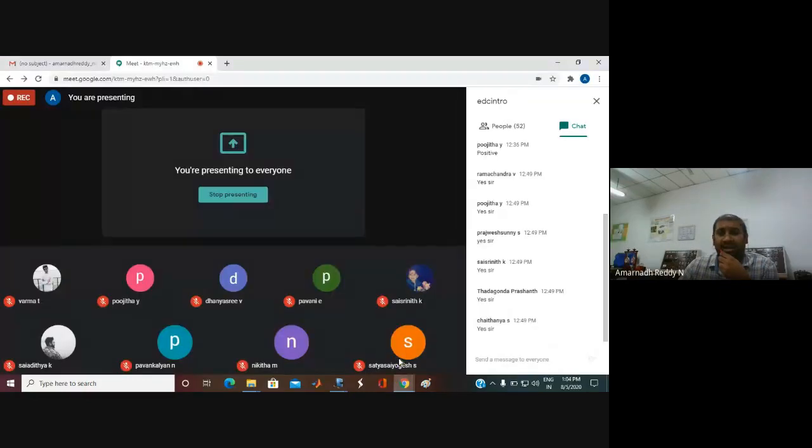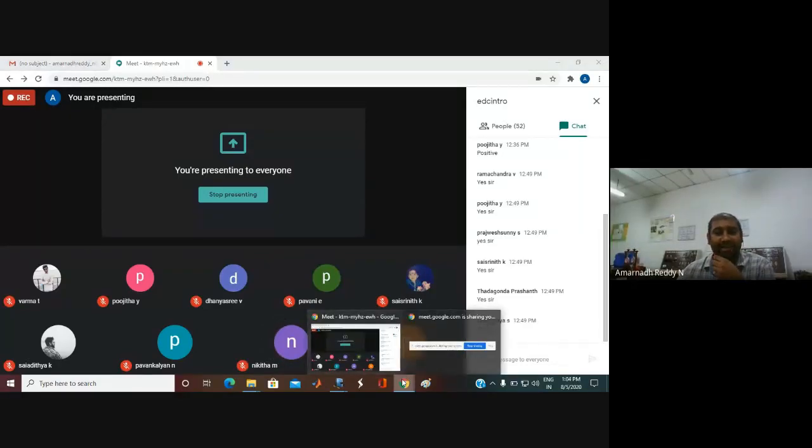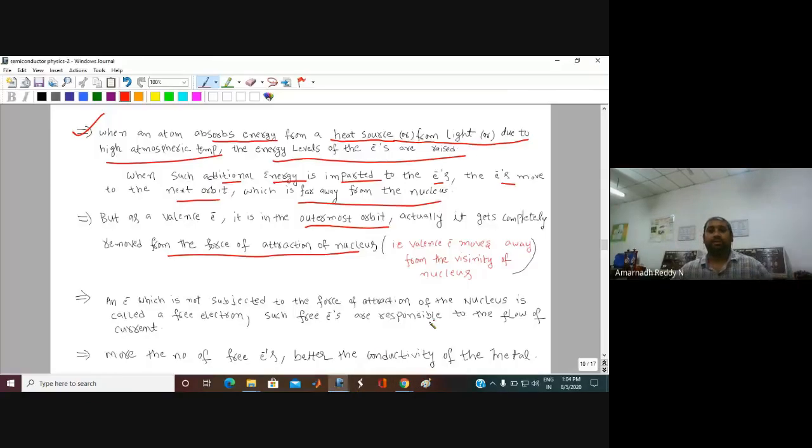Someone tell me, what is the name of that electron? Excited electron. Also known as what electron? Free electron. Is that clear? Those electrons are also known as free electrons. So the valence electron moves away from the vicinity of the nucleus. An electron which is not subjected to the force of attraction of the nucleus is called a free electron. That's called an excited electron. Such free electrons are responsible for the flow of current.